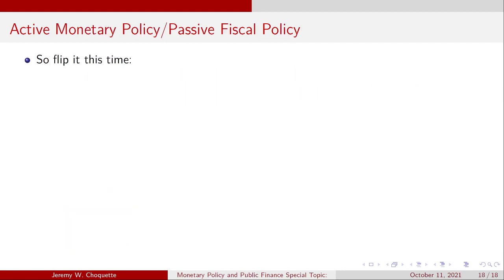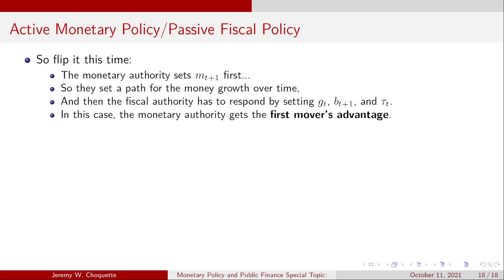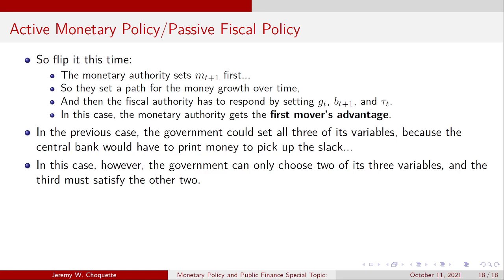Let's flip it around. This time, the monetary authority gets to set M_{t+1} first. They set a path for the money growth over time. And then the fiscal authority has to respond by setting G, B_{t+1}, and tau. In this case, the monetary authority gets the first mover's advantage. In the previous case, the government could set all three of its variables to whatever the hell it wanted because the central bank would have to print money to pick up the slack. In this case, the government can only choose two of those three variables, right?